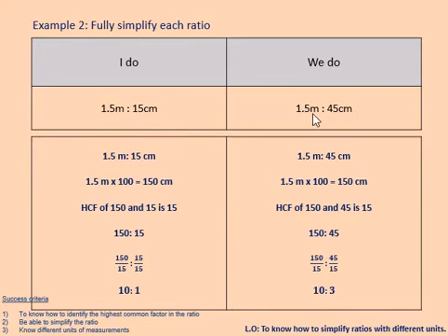So 1.5 meters times it by 100 to get into centimeters. It's going to be 150 centimeters. So now we have this ratio as 150 centimeters to 45 centimeters. Choosing the highest common factor of both of those, it's 15. So it's going to be 10 to 3 once you simplify it.